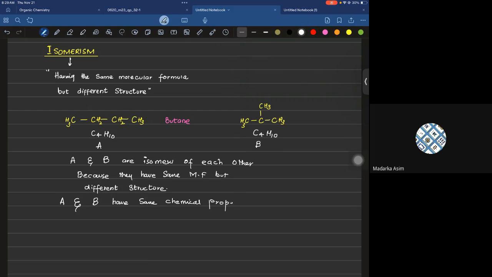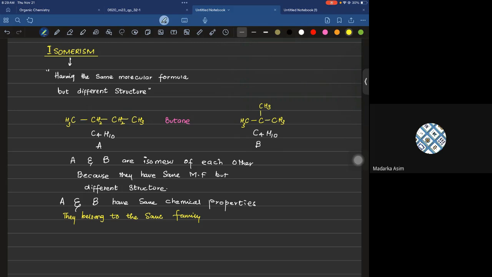If you are wondering why they have the same chemical properties, it's because they belong to the same family, right? They belong to the same family. That is alkane. Exactly.